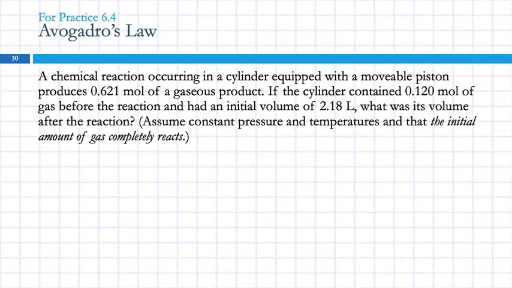So here's an Avogadro's law problem. A chemical reaction occurring in a cylinder equipped with a movable piston, we find a lot of these in gas law problems, produces 0.621 moles of a gaseous product. If the cylinder contained 0.12 moles of gas before the reaction and had an initial volume of 2.18 liters, what was its volume after the reaction? Assume constant pressure and temperature.